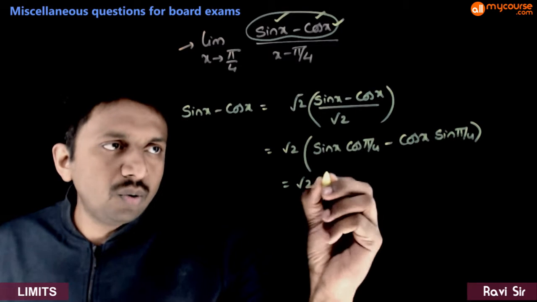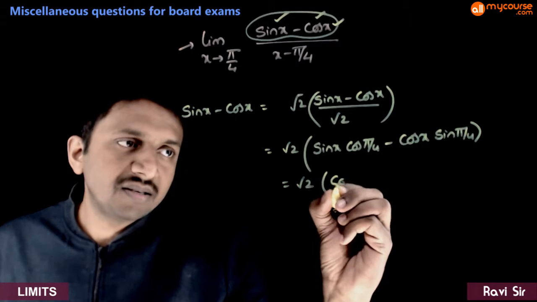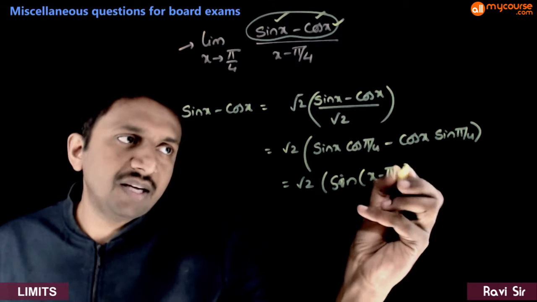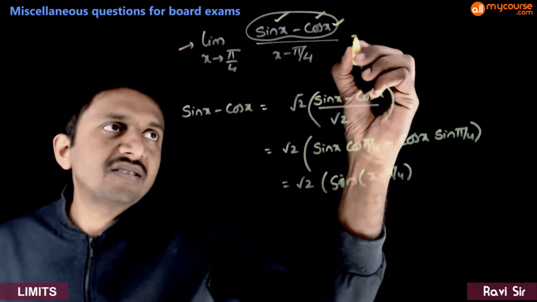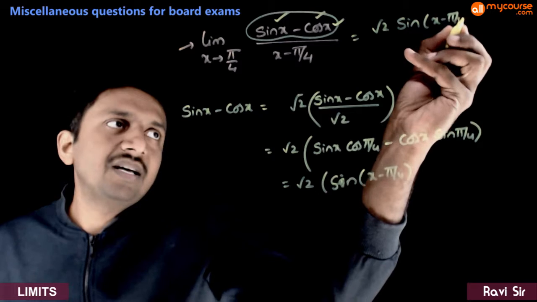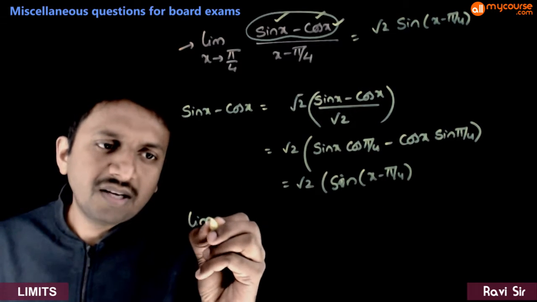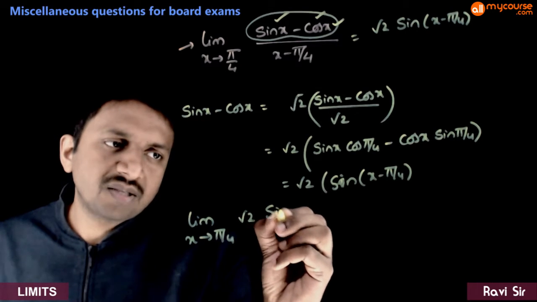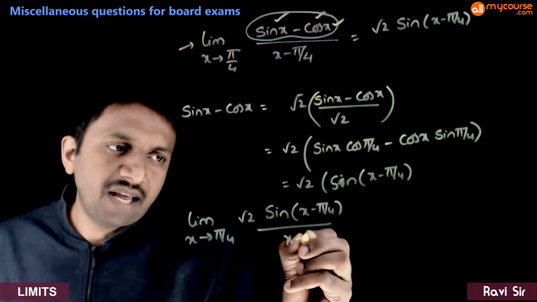That is equal to root 2 times, sin a cos b minus cos a sin b is sin of a minus b, that is x minus pi by 4. So the numerator is root 2 times sin of x minus pi by 4. So what does the limit become? Limit x tends to pi by 4, root 2 times sin of x minus pi by 4 divided by x minus pi by 4.